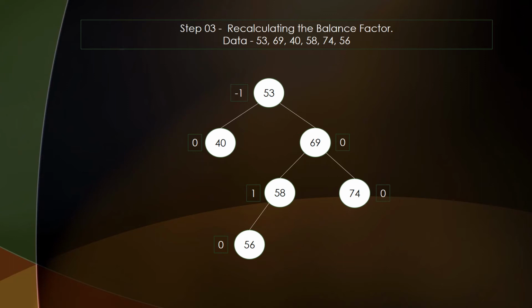Coming to the node 69, there are two levels in the left subtree and a single level in the right subtree. So according to the balance factor formula, it would be 2 minus 1, giving a balance factor of 1. Now finally coming to the root node 53. Now there is a single level in the left subtree, but there are three levels in the right subtree. So according to the balance factor formula, it would be 1 minus 3, giving a balance factor of minus 2.